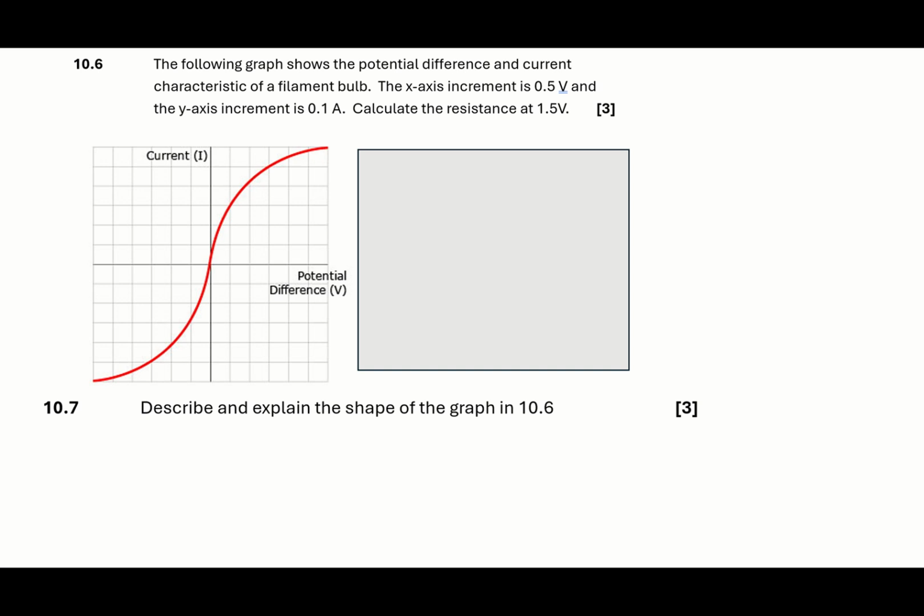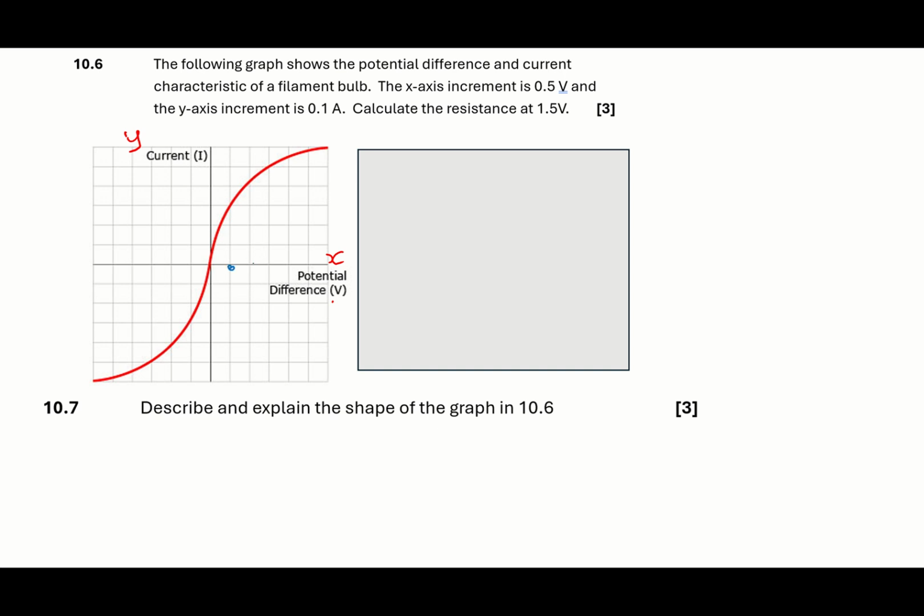Next one, tricky question. The following graph shows the potential difference and current. So I can see I've got potential difference on the X and current on the Y. On the X-axis, each of these going up is 0.5. The Y increment is 0.1, so each of those is 0.1. And it says calculate the resistance at 1.5.